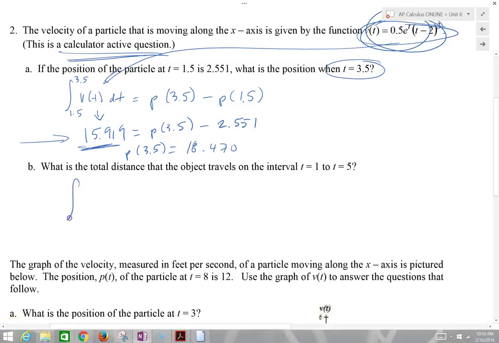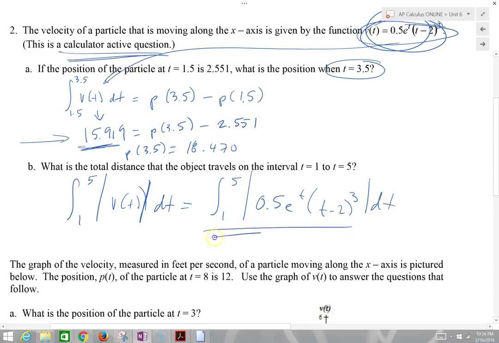And since this is also calculator active, we're going to go from 1 to 5. We're going to take the absolute value of v of t dt. So we would put this in our calculator, 1 to 5, absolute value of 0.5 e to the t times t minus 2 cubed dt, and this we put in our calculator and get out the answer, which is somewhere around 913.067. I'm going to have to show you that.